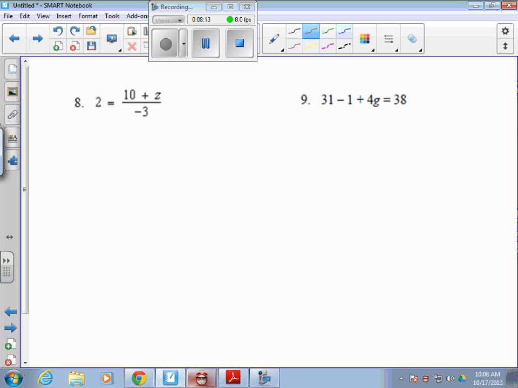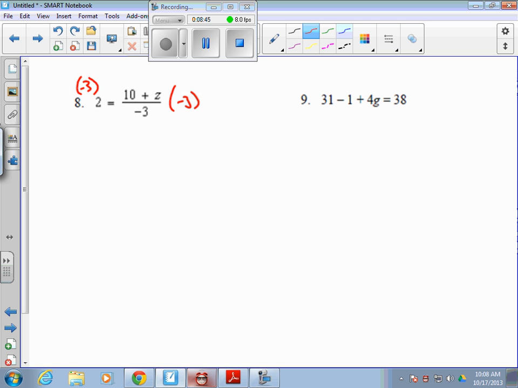A negative divided by a negative is a positive. Number 8 says 2 equals 10 plus z over negative 3. Again, normally you do addition and subtraction first when you're undoing it, but a fraction bar like this acts as though it has a set of parentheses around it, which when you're undoing it, you do grouping symbols, or the P part of the order of operations, last.